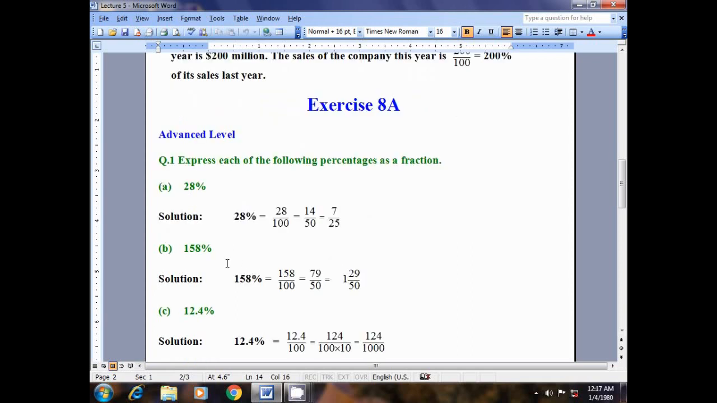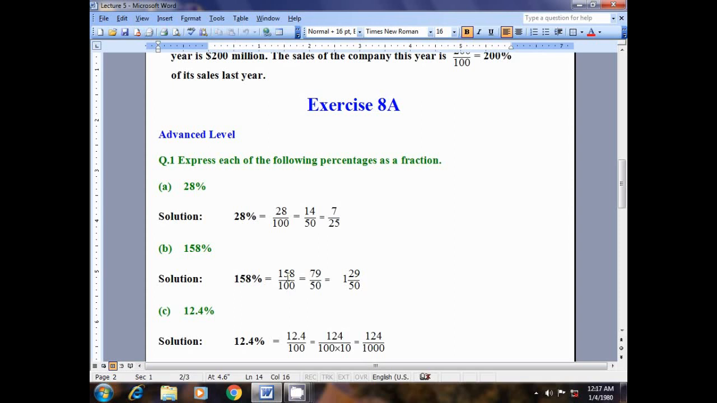Second part from this question, 158%. First of all, we will convert this 158% into fraction form. So let's remove this percentage sign. As we have removed this, we will divide this 158 by 100. And the second step, to simplify.